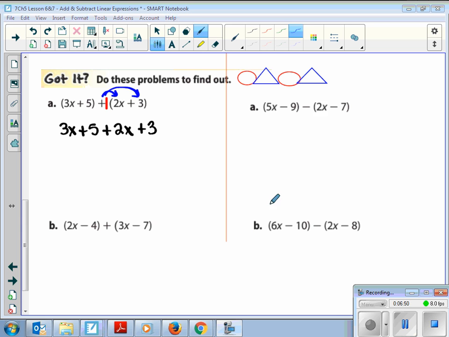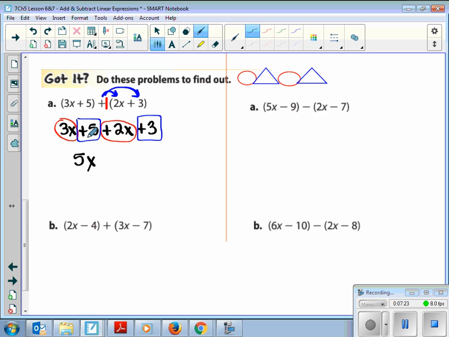So now we can go ahead and combine our like terms. Okay? So we've got, I'm going to use colors here, the 3x and the positive 2x. And we've got the positive 5 and the positive 3. So when we combine our like terms, 3x plus 2x is 5x. And a positive 5 plus 3 is positive 8.